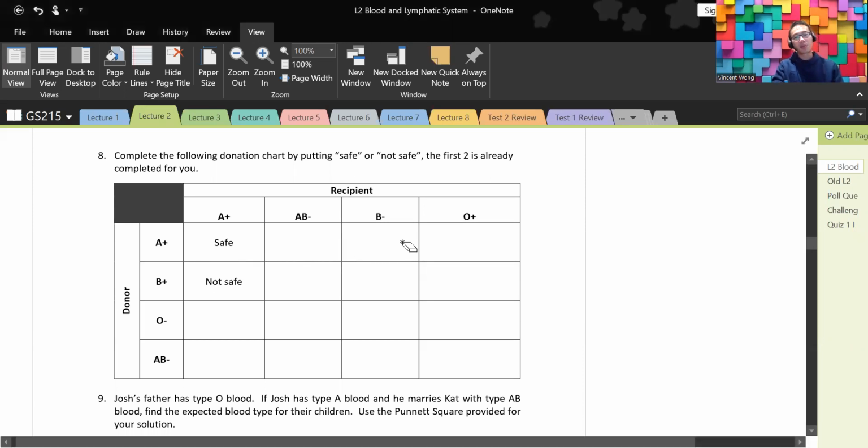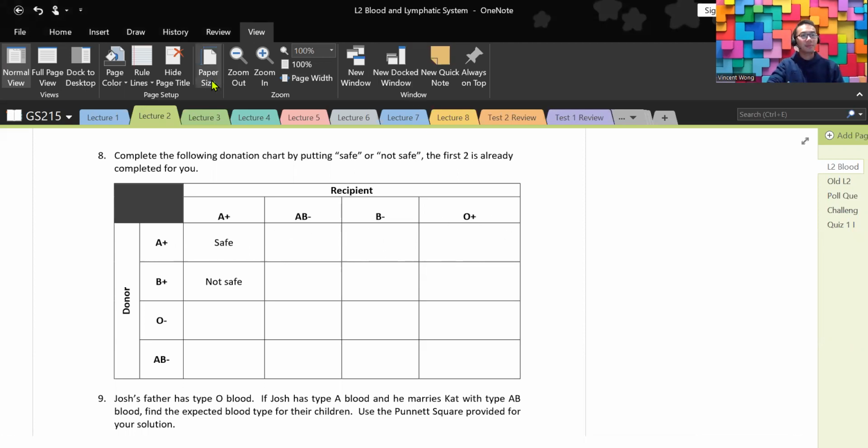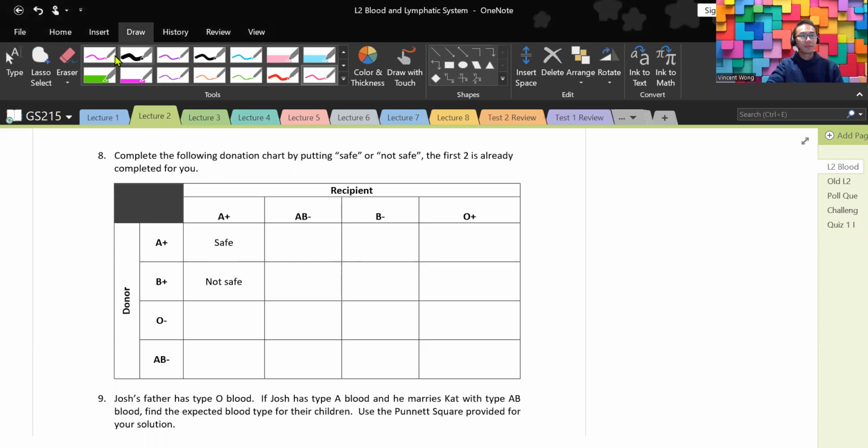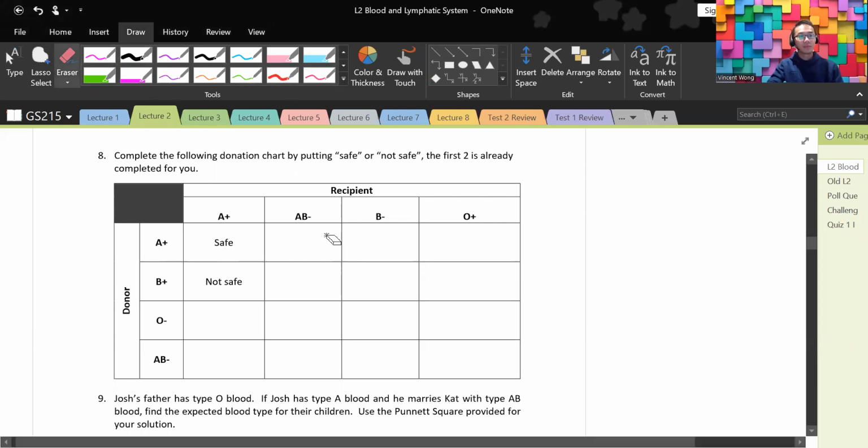Okay, for the first one, which one is safe? I think it's all safe. All of them here are safe. Yes. Okay, let's take a look at it.